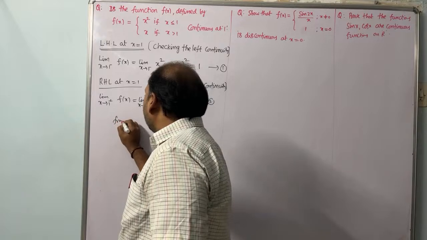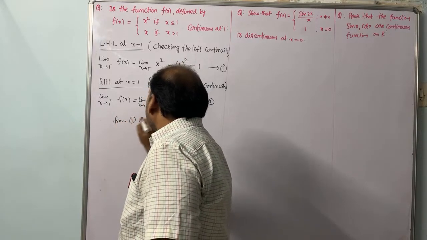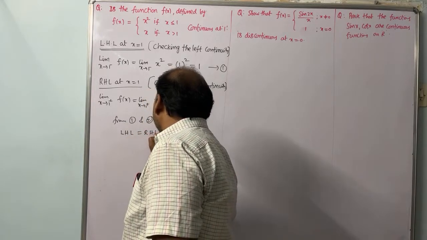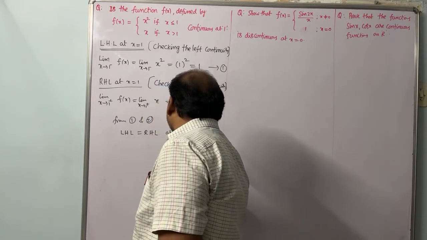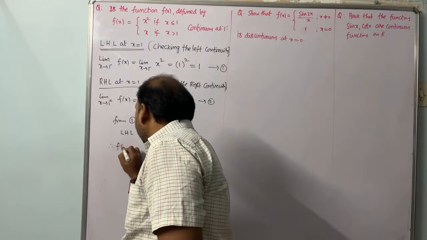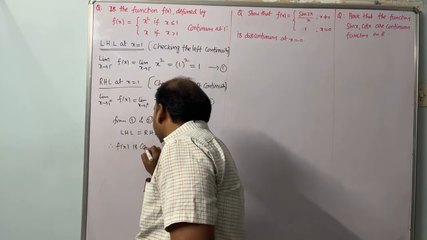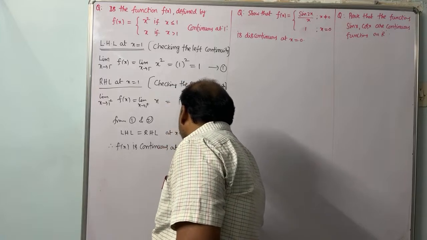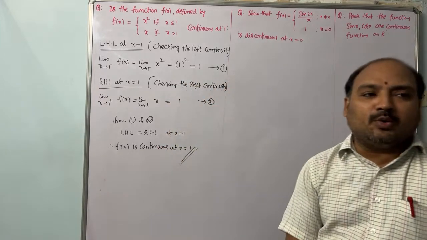From 1 and 2 we conclude that LHL is equal to RHL at x is equal to 1. Therefore, f of x is continuous at x is equal to 1. We proved that, and we concluded.